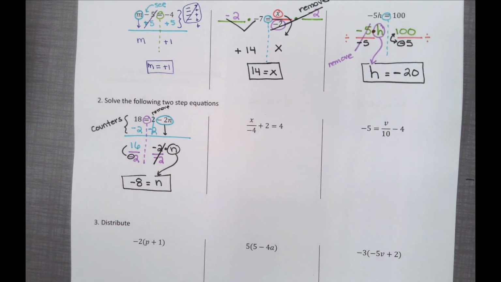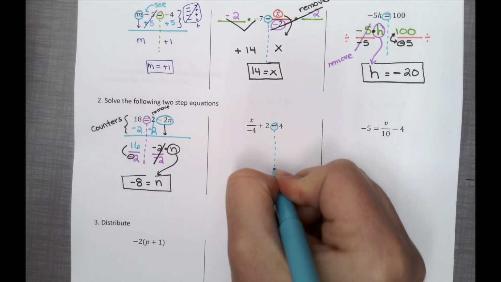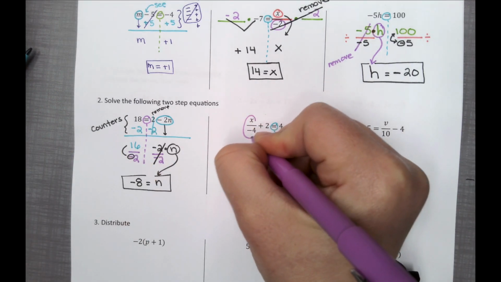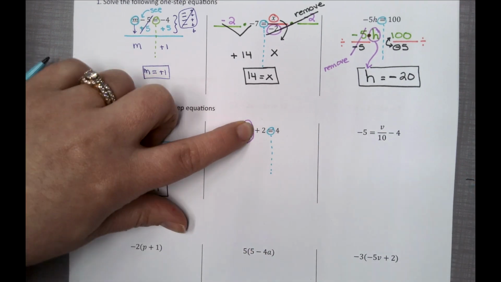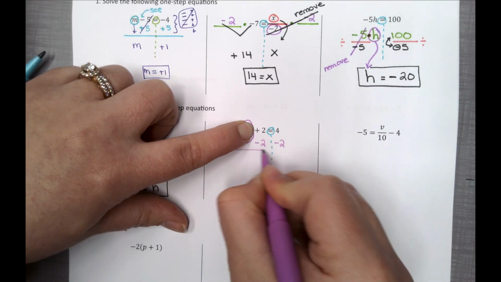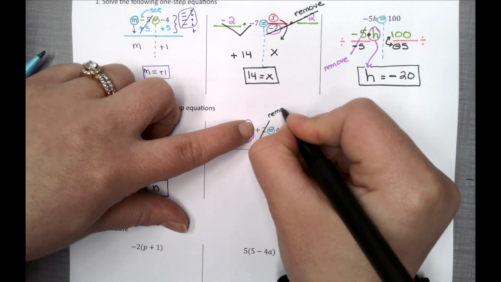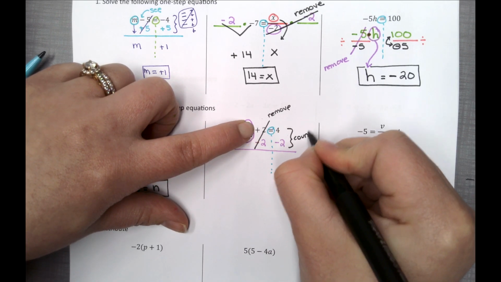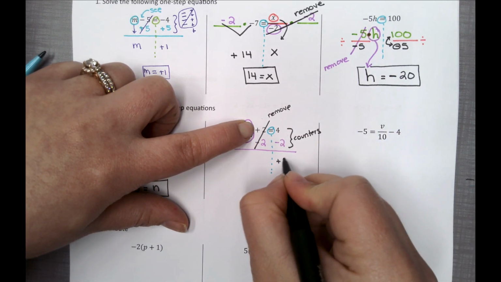Okay, same. Circle, dotted line. Circle the term with your variable. So our variable is x, so we're circling x over negative 4. Take your finger, cover that bubble. We see a positive 2, so I'm going to be subtracting 2 on both sides. Our task here is to remove the 2's, and this is subtracting with counters, 4 minus 2, which is a positive 2.